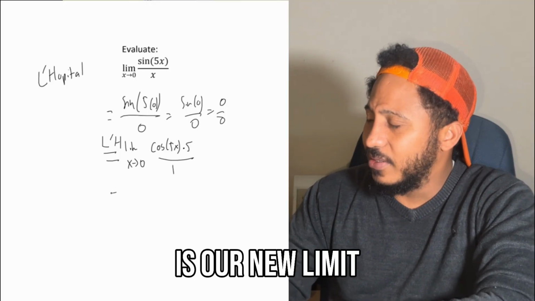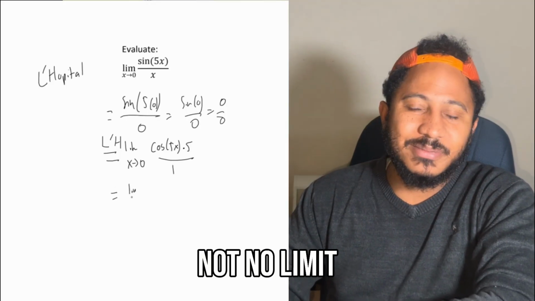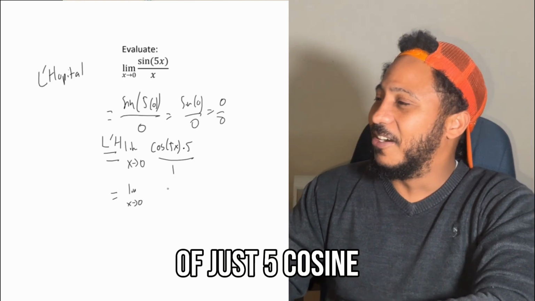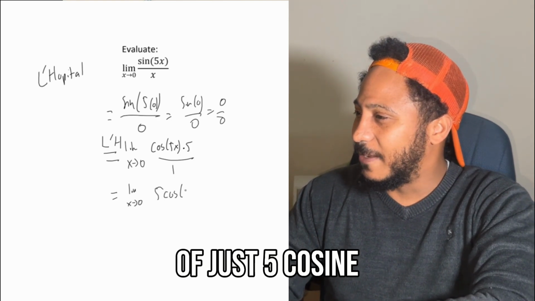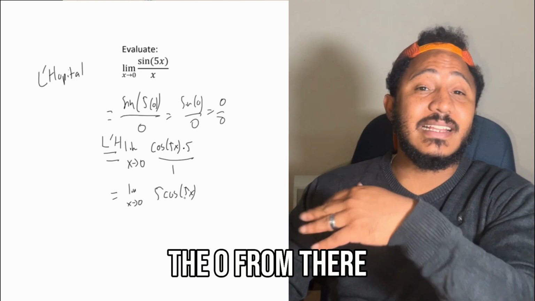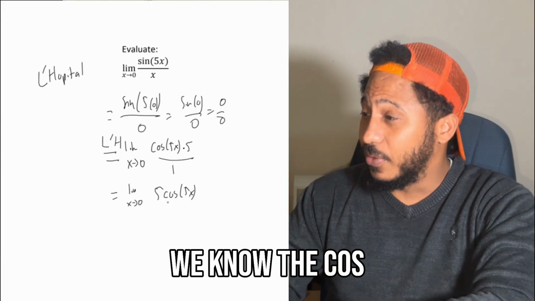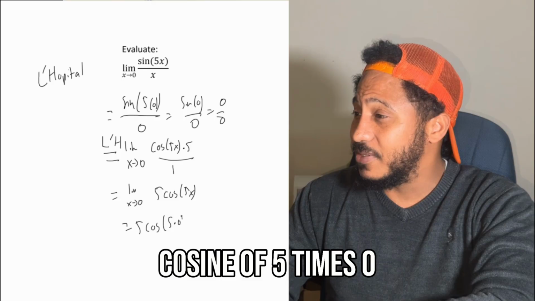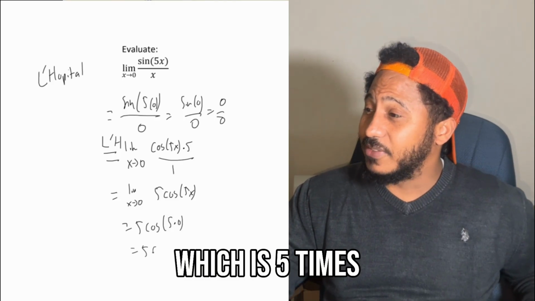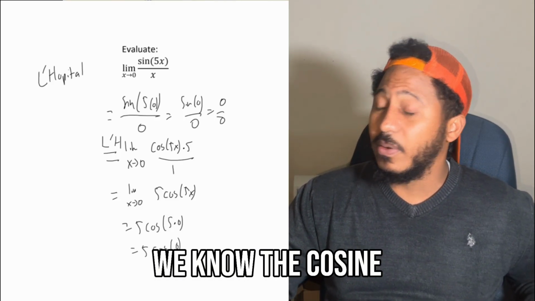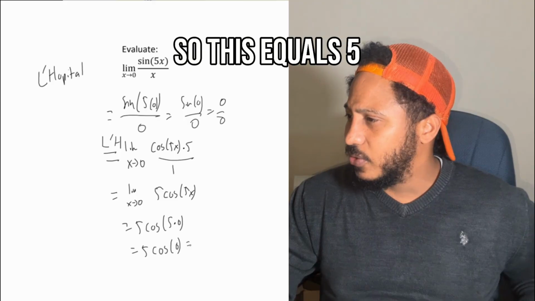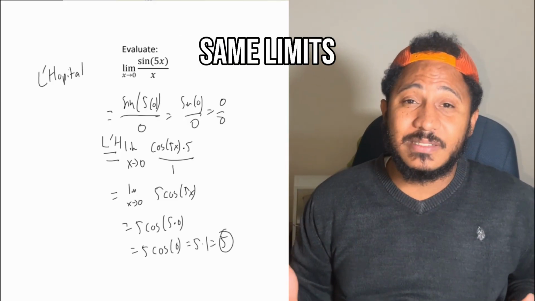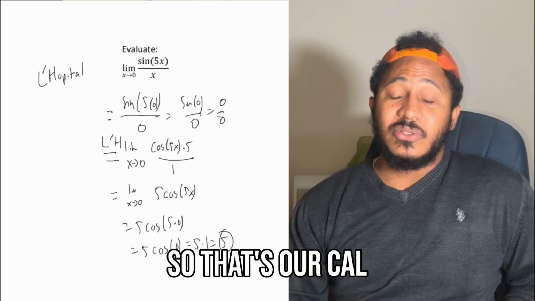And so now this is our new limit, not no limit, that's New Orleans stuff. This is the limit as x approaches 0 of just 5 cosine of 5x. But now plugging in the 0, this becomes 5 cosine of 5 times 0, which is 5 times the cosine of 0. We know the cosine of 0 is 1. So this equals 5 times 1, which is just 5. Okay, so we get the same limit with either method. That's our Cal 1 problem.